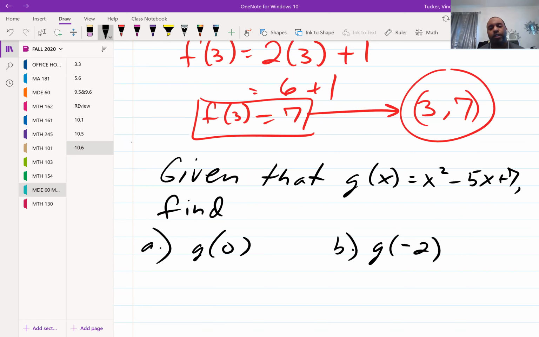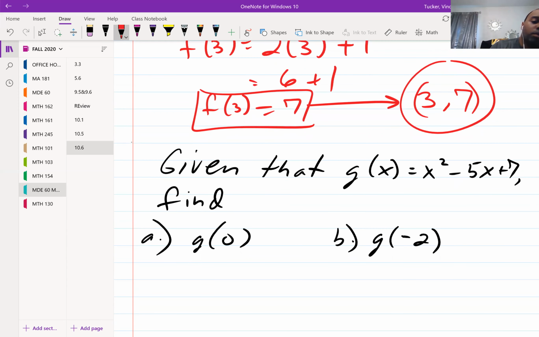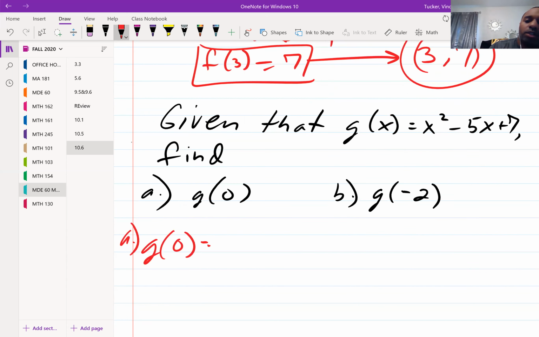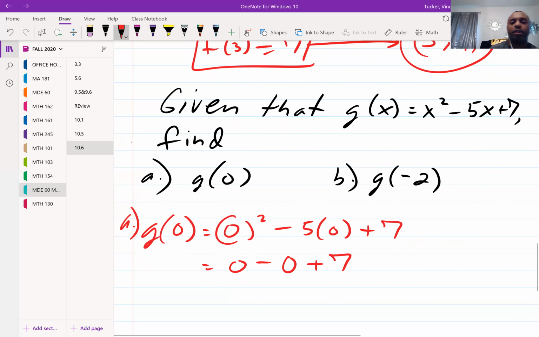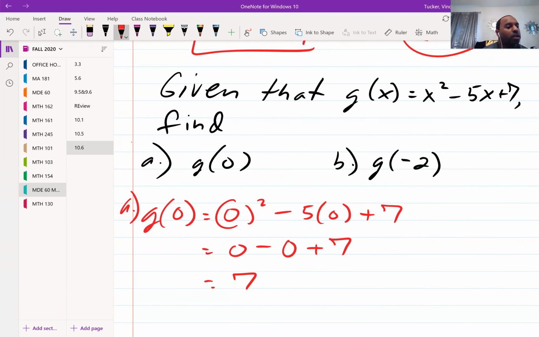All right, so given that g of x is equal to x squared minus 5x plus 7, find g of 0 and g of negative 2. So looking at g of 0 first, it's just plugging in 0 where you see x. 0 squared is 0, minus 5 times 0, which is 0, plus 7. Oh, they're getting 7 again, right, for a result. But that would be your answer.